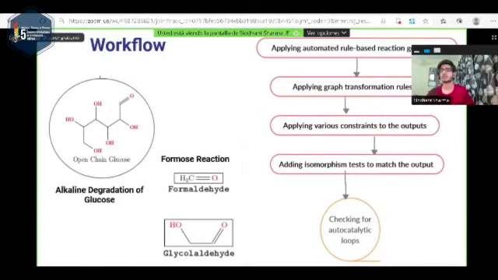So what we did, we applied rule-based reaction networks, graph transformation rules. We took the outputs and applied various constraints. What those constraints are, I will be talking about in further slides. Then we added isomorphism tests to match our outputs, and finally we checked for autocatalytic loops. The word autocatalytic loops is very important, as this will form the main basis of my project.